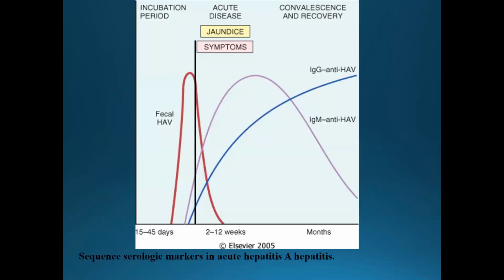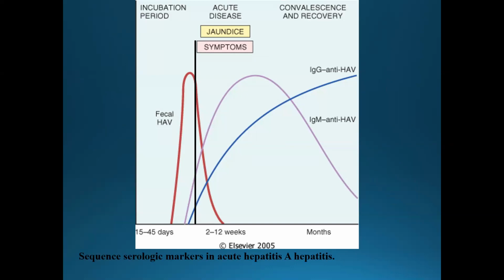Okay, so please follow me in this graph. Specific antibody against hepatitis A viral infection of the IgM type appears in the blood at the onset of symptoms, constituting a reliable marker of acute infection. That's an important point to be made. The IgM is actually a marker of acute infection of hepatitis A.